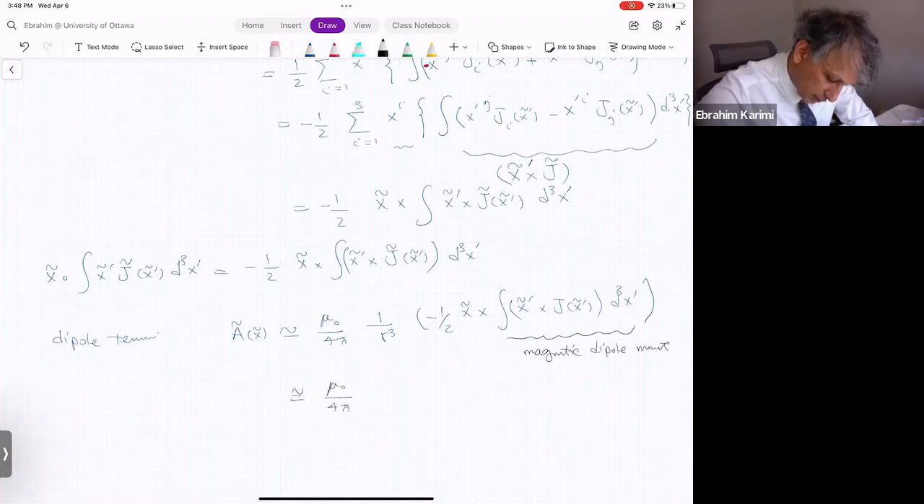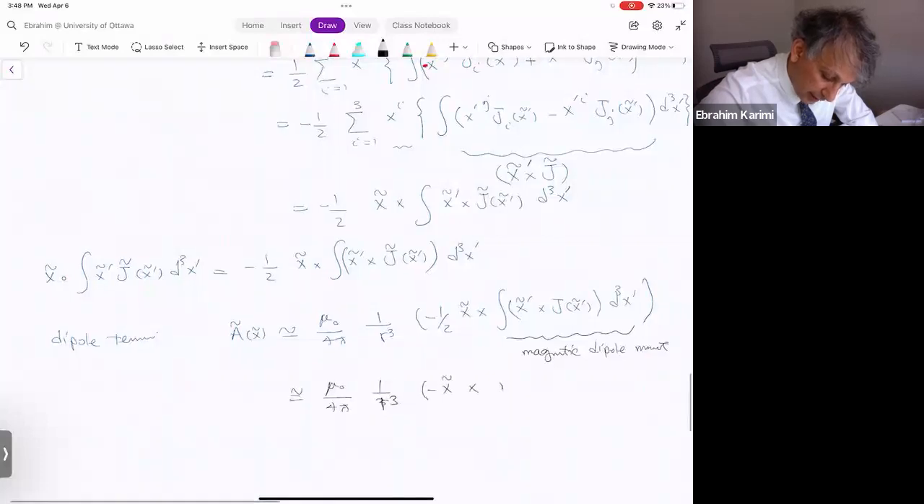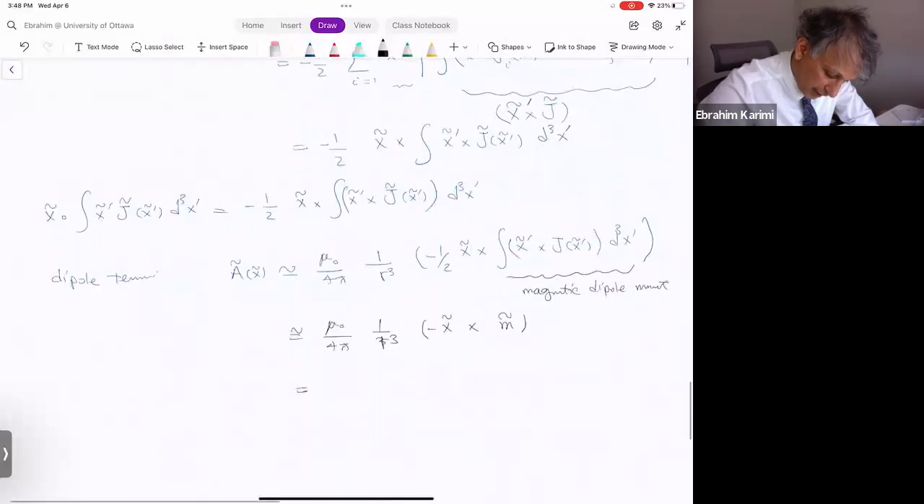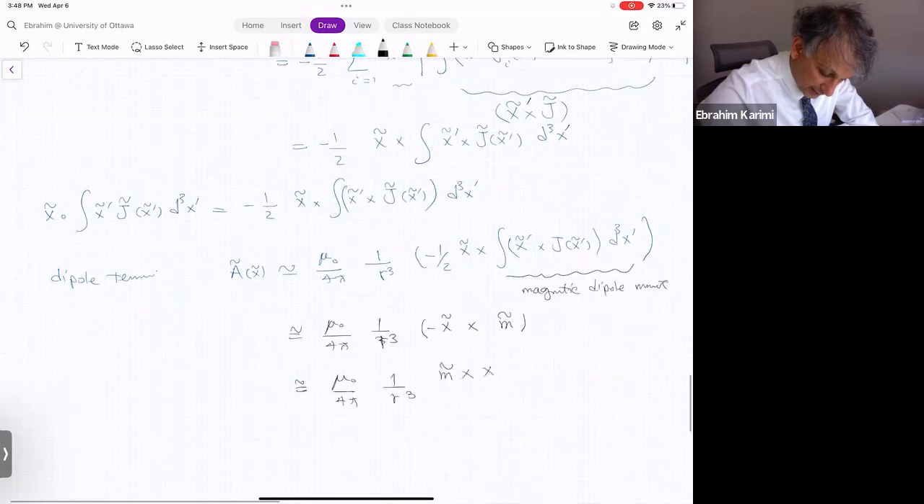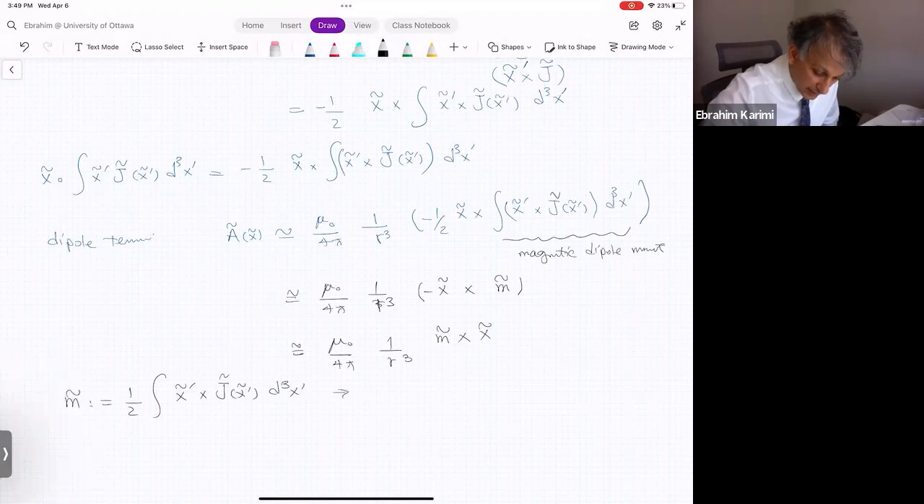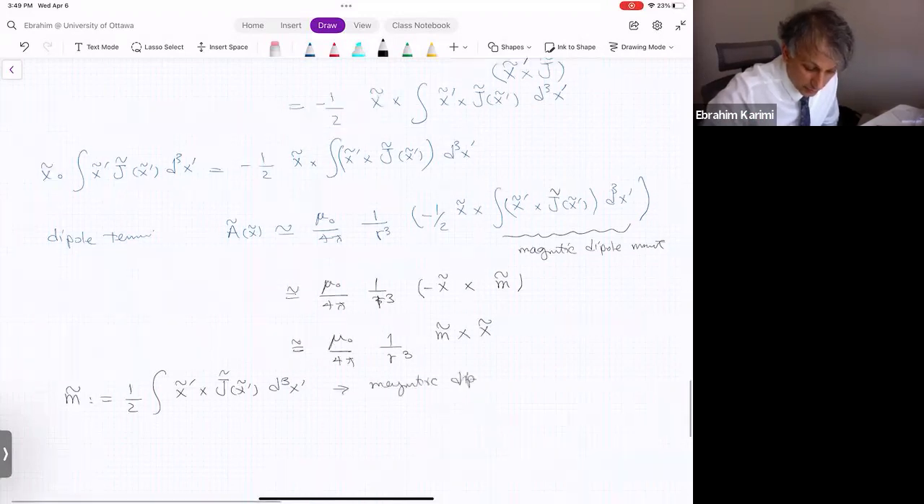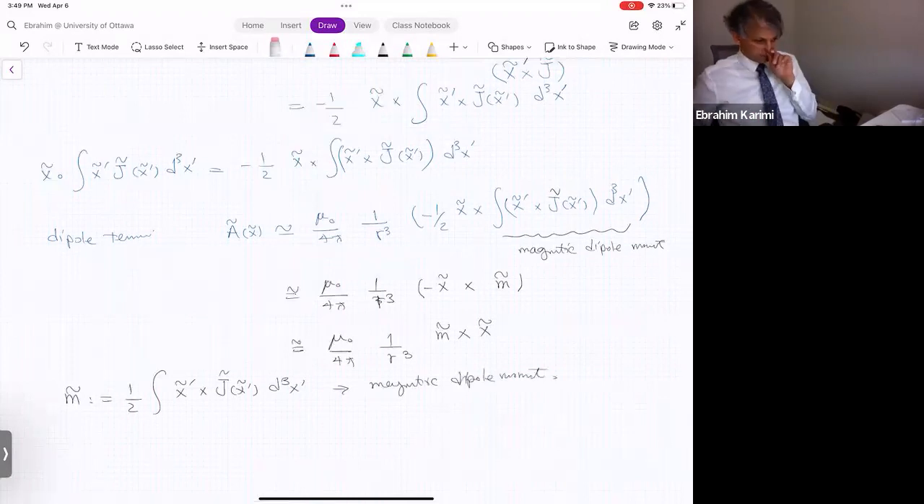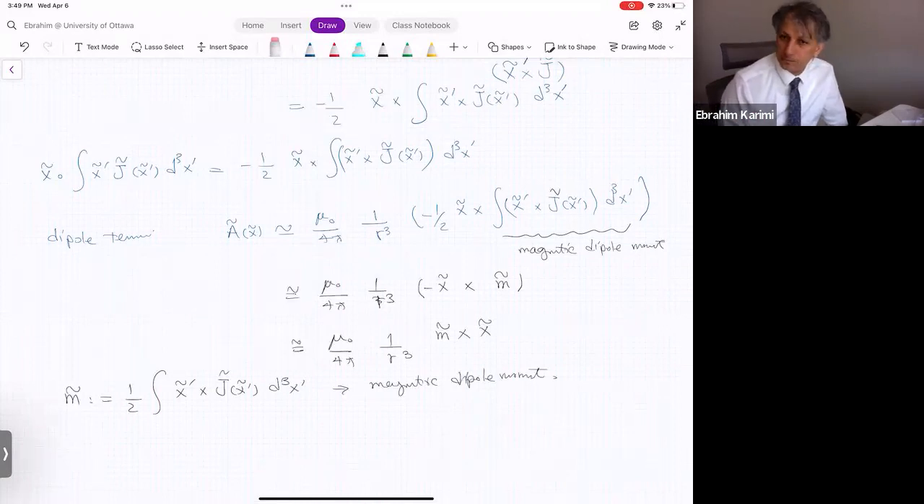If I want to use the definition that your book uses, it is mu0 divided by 4 pi, 1 divided by r cubed, then minus x cross m, where the minus sign allows us to swap m and x. I will get that expression, where m we define as 1/2 of the integral of x' cross j(x') d³x'. And we call this the magnetic dipole moment. Okay. Is that clear?